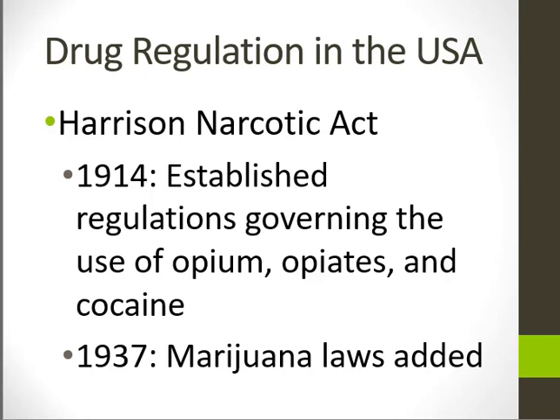So the Harrison Narcotic Act and its amendment provided federal government control over narcotic drugs and required registration of all practitioners prescribing these narcotics. In 1914, it established regulations governing the use of opium, opiates, drugs like opium, and cocaine. And in 1937, some marijuana laws were added.